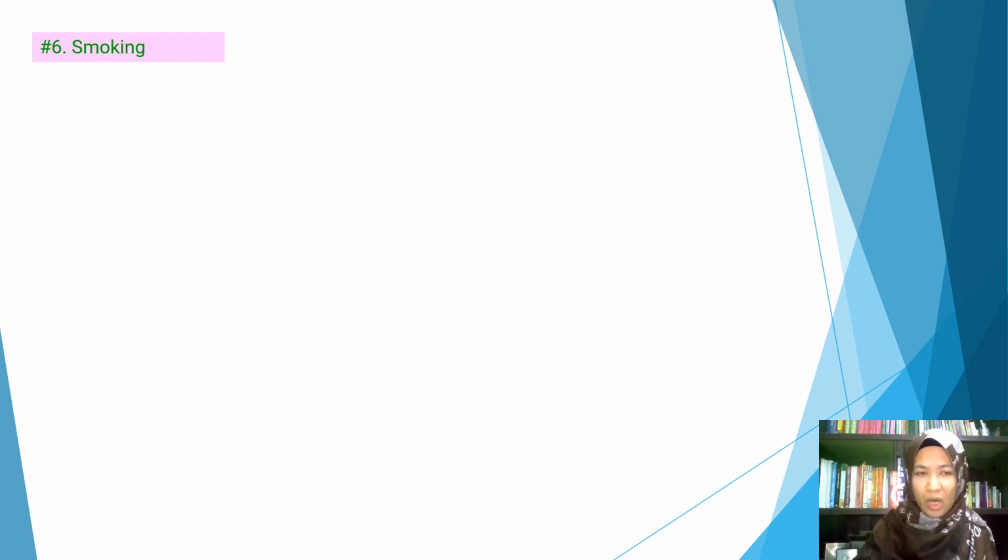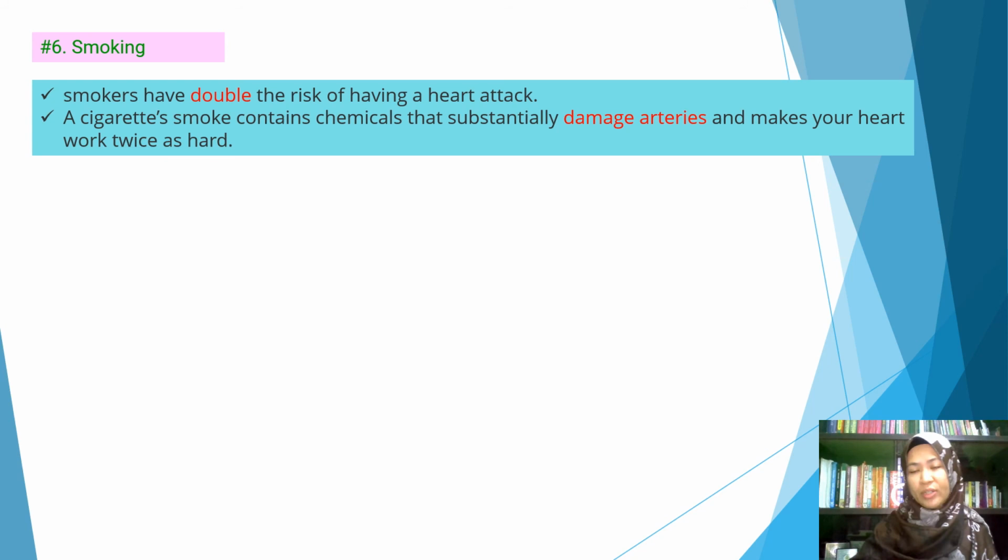Okay, next, smoking. How does smoking lead to cardiovascular disease? Smokers have double the risk of having heart attack because of tar, nicotine. Okay, all this actually will accumulate in the lungs, and then less gas exchange, so less oxygen transported to the body cells. Okay. Next, cigarette smoke also contains chemicals that will damage arteries. Okay. So your heart will work twice. Lebih susah lah nak bekerja, nak pump darah pun, darah dia sangat pekat sebenarnya.